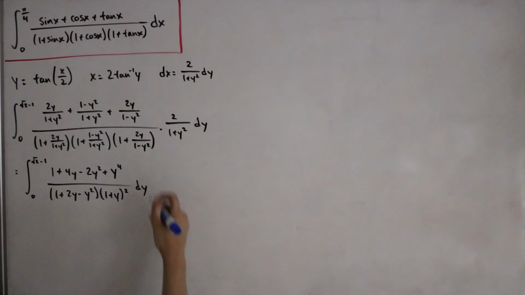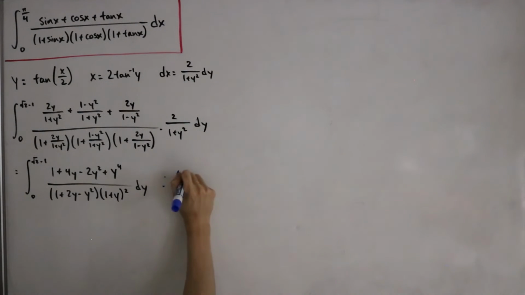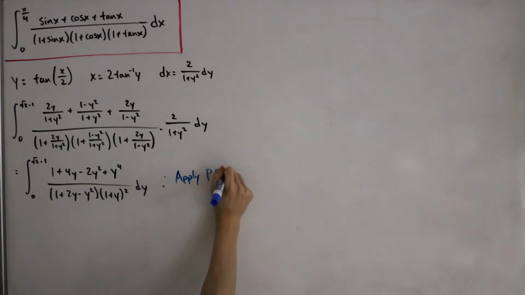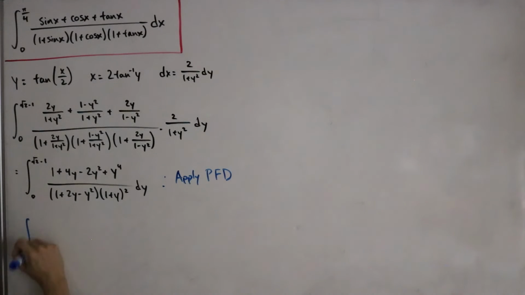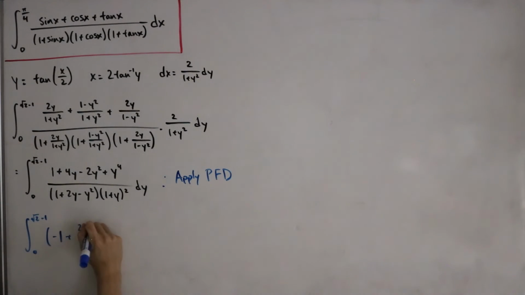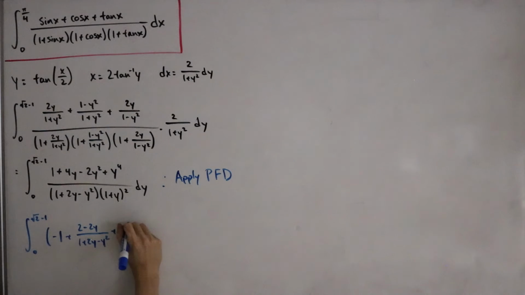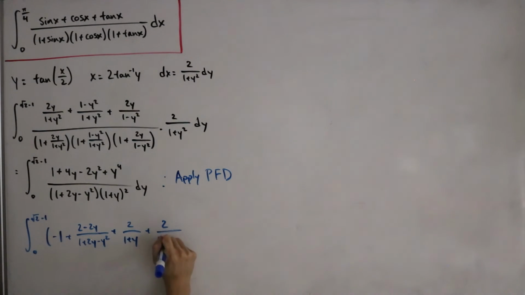So we're going to apply the partial fraction decomposition. That means I just abbreviate it as PFD. So then now applying yet again afterwards, from 0 to the square root of 2 minus 1, what we'll get now after applying such step is: -1, add this with 2 minus 2y, then divided by 1 plus 2y minus y squared. Add this with 2 divided by 1 plus y, and then add this with 2 divided by 1 plus y quantity squared, and then dy.